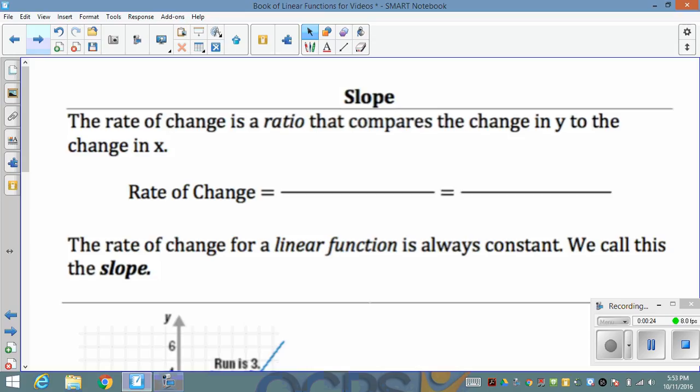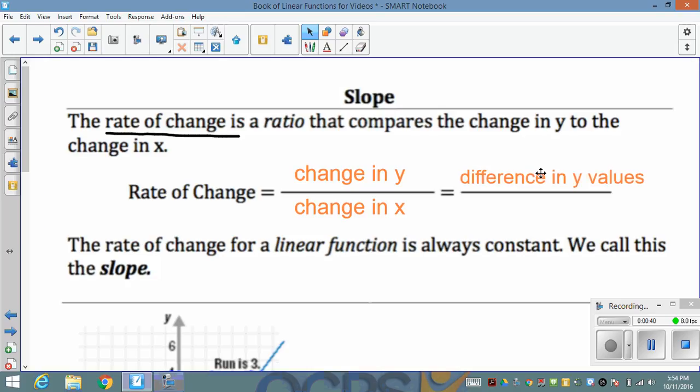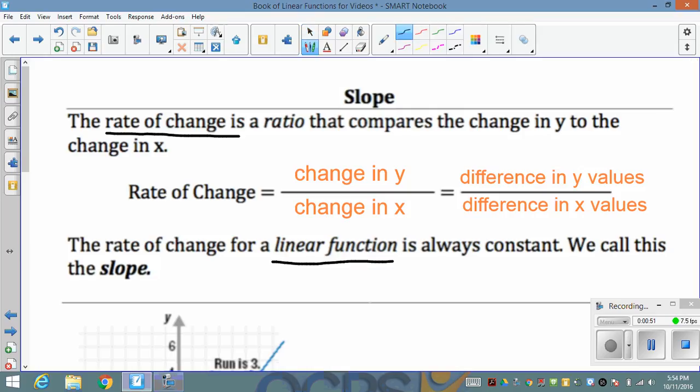So let's start by talking about the rate of change. Rate of change is a ratio, which is a comparison, that compares the change in y to the change in x. Rate of change in general is just that, the change in y over the change in x. It's the difference in y values over the difference in x values, difference being subtraction. Now, with a linear function, a function whose graph is a line, the rate of change is always constant, and we call that the slope.